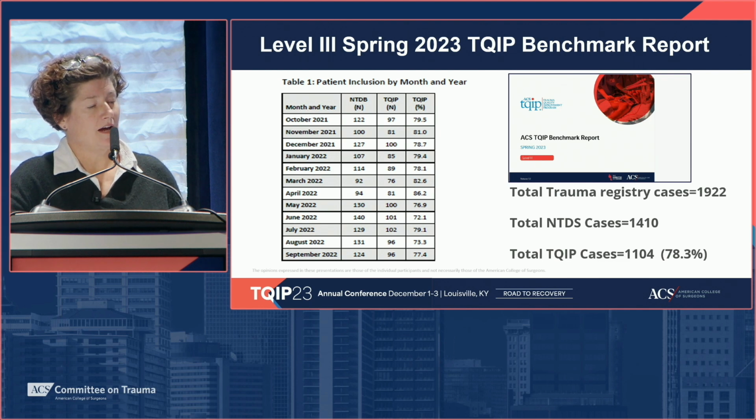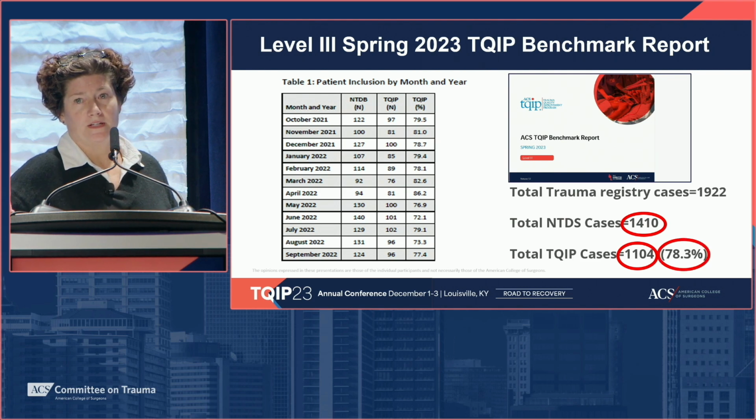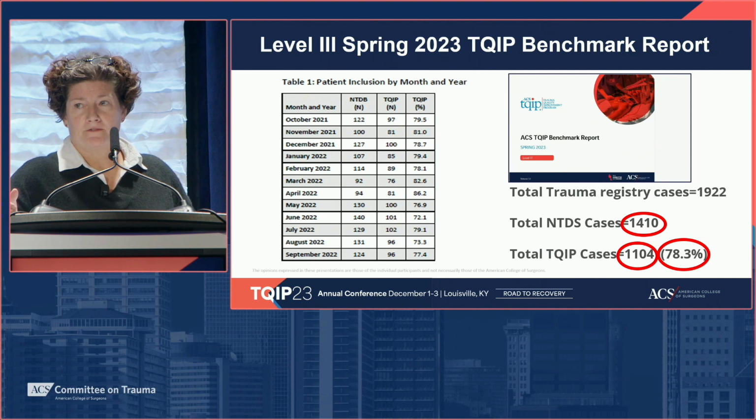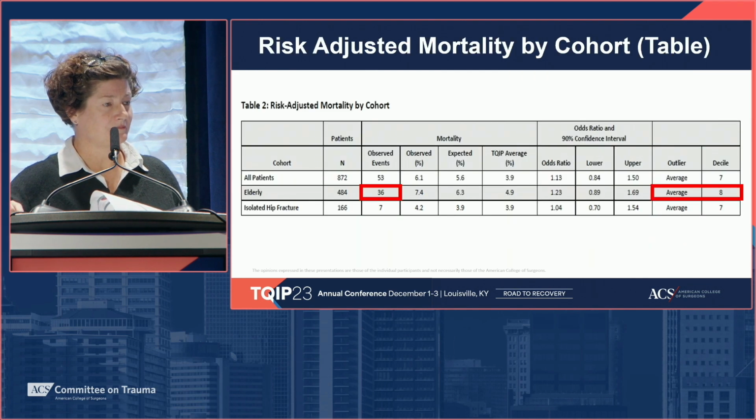As you can see, I have 1,922 registry cases for the same reporting year in my benchmark report. Of those, I have 1,410 NTDS cases and a total number of TQIP cases at 1104, which is 78.3% of my NTDB cases. Did I mention I'm a level 3? These are volumes commensurate with a level 1. They are doing some serious business at this level 3 trauma center.